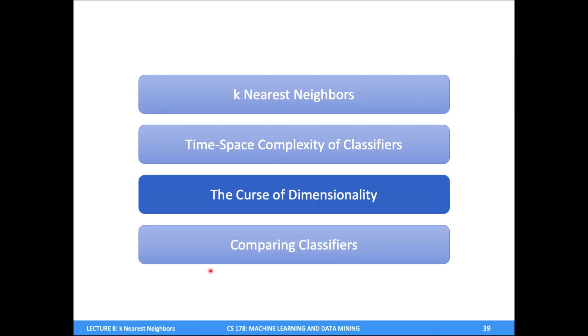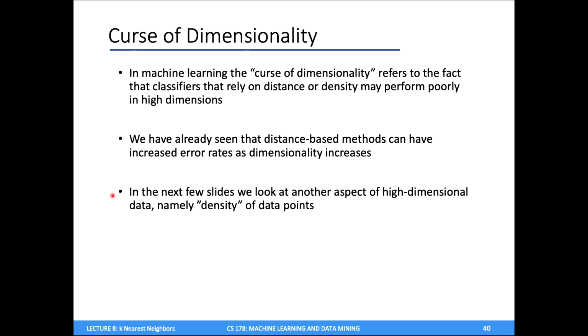Okay, and with the last few minutes here, I'm going to introduce this idea of the curse of dimensionality, and then we'll skip this last point and save it for Friday's lecture. In machine learning, there's a colloquial term called the curse of dimensionality. It really refers to the fact that classifiers relying on distances or density-based arguments generally perform poorly in very high dimensions. So they don't scale well to high-dimensional problems. We already saw before that if we increase the number of features in our data set, these distance-based methods can have increased error rates.